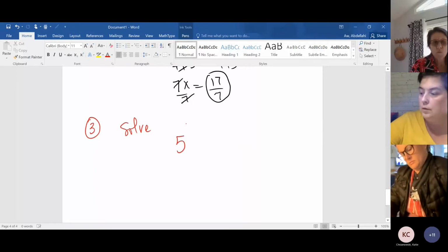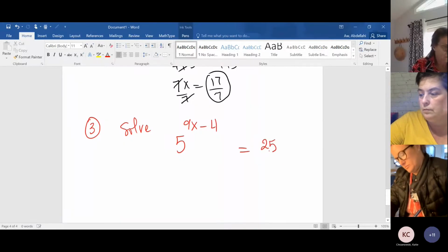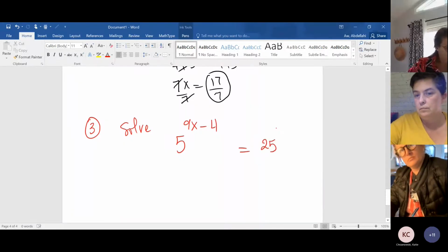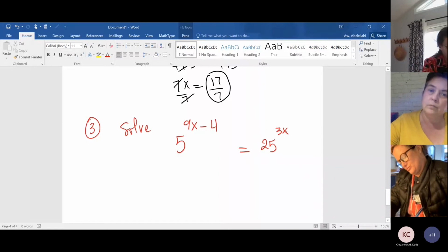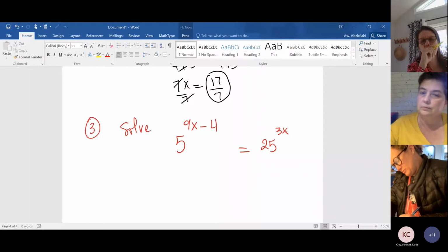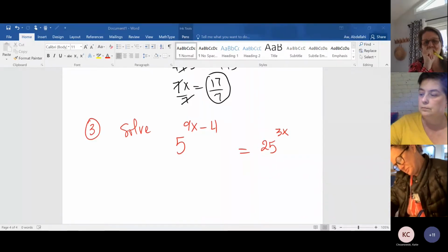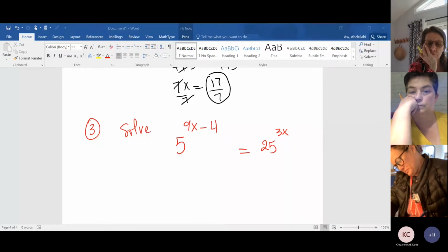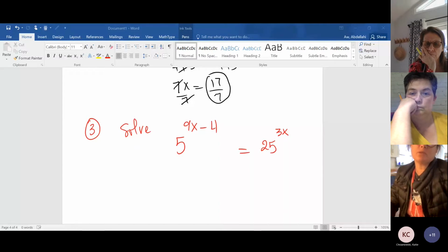5 raised to the 9x minus 4 equal to 25 raised to the 3x. Okay. All right, you see here, on the left side, I see base 5. On the right side, I see base 25, right? But 25 happens to be what? 25 happens to be 5 squared.